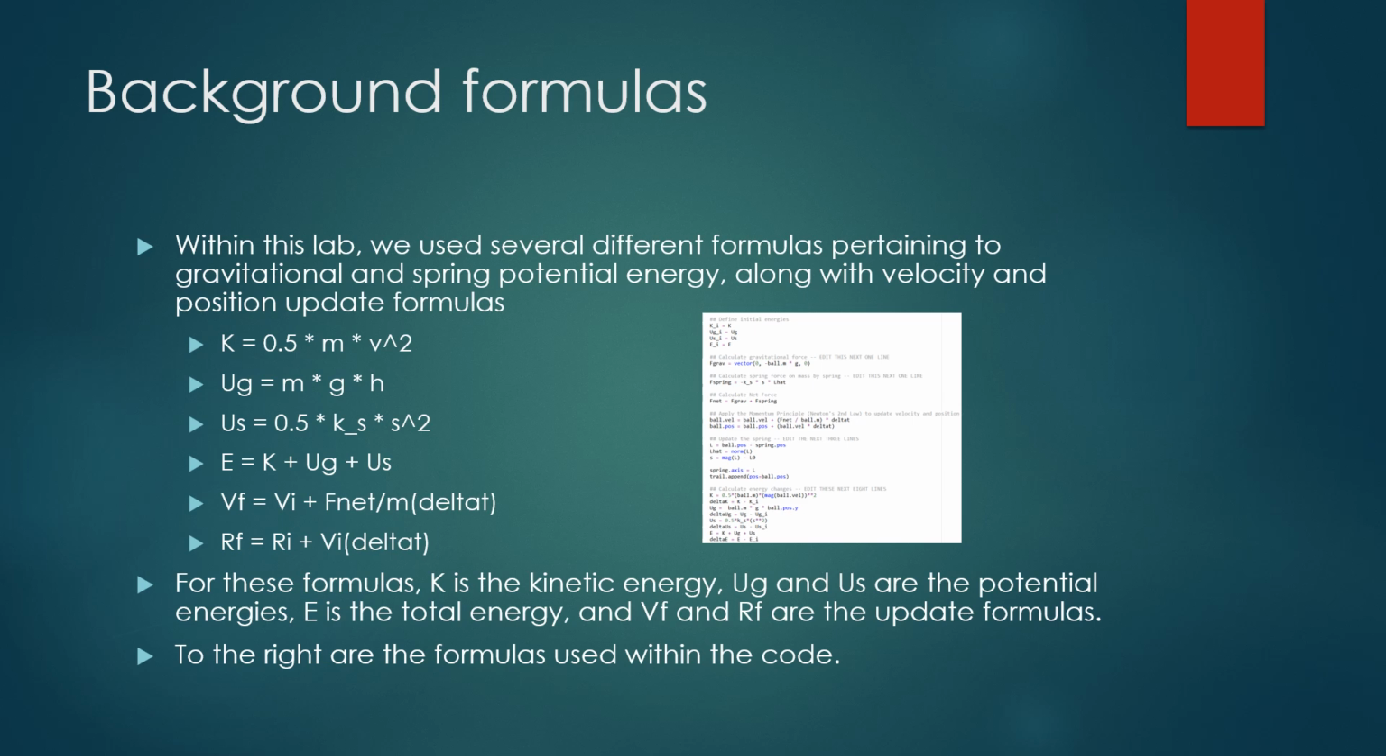For these formulas, K is the kinetic energy, UG and US are the potential energies for both gravitational and spring, E is the total energy of the system, and then VF and RF are the velocity and position update formulas. And then to the right are the formulas used within the code.